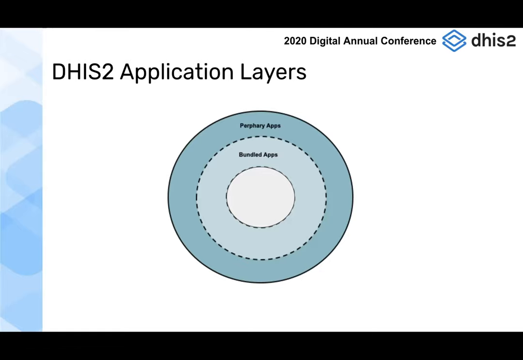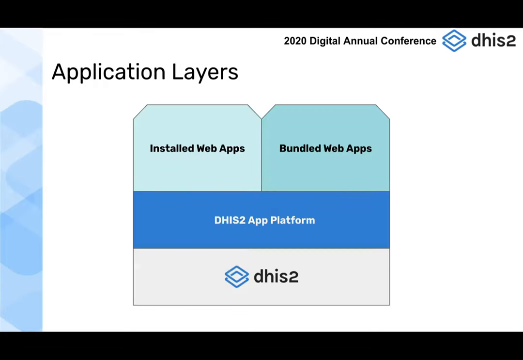So I wanted to take a step back and change that up, because what we're actually doing is more like this. We have DHIS2, which is, again, the APIs, the metadata model, all of that. And then we have a layer, which is the platform layer, that enables web applications to run on DHIS2. It provides a lot of things out of the box that make applications robust, secure, performant, and modern.